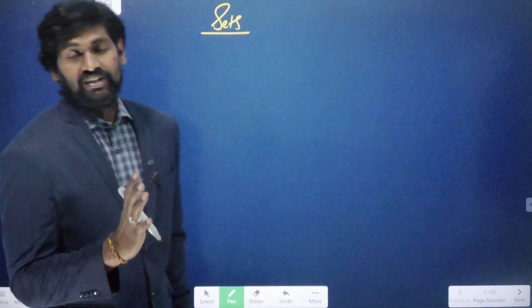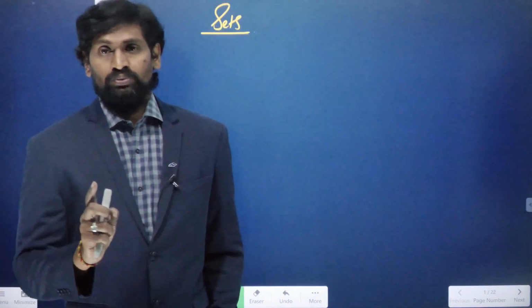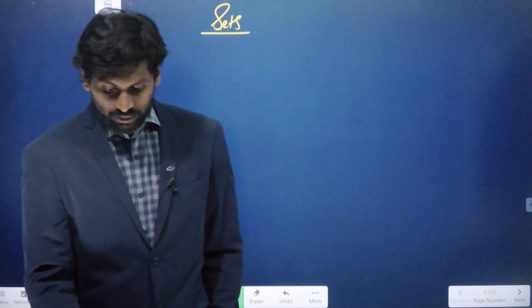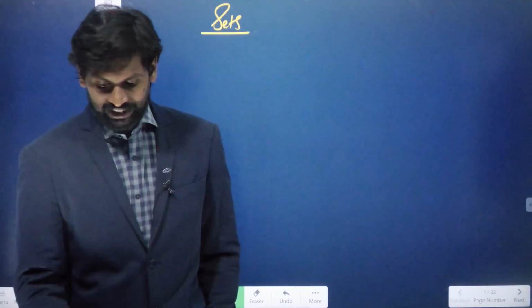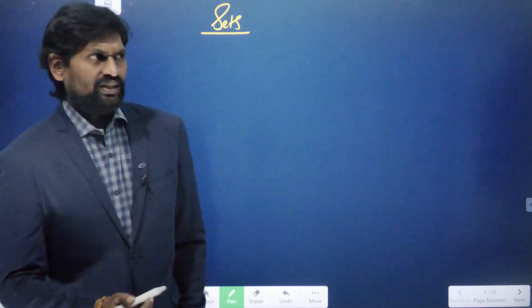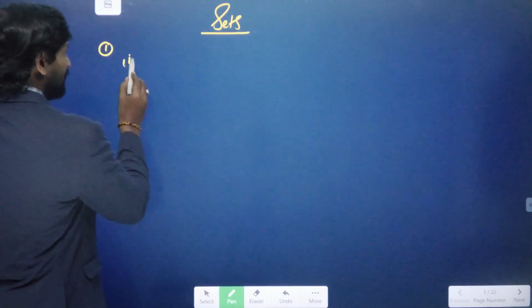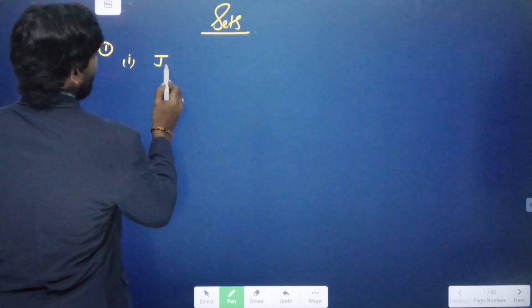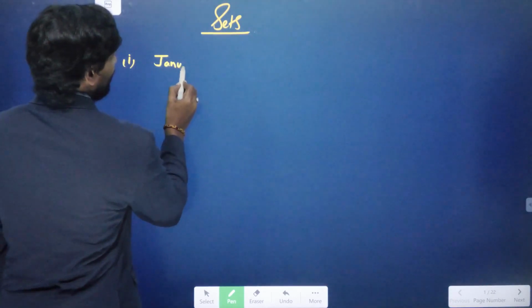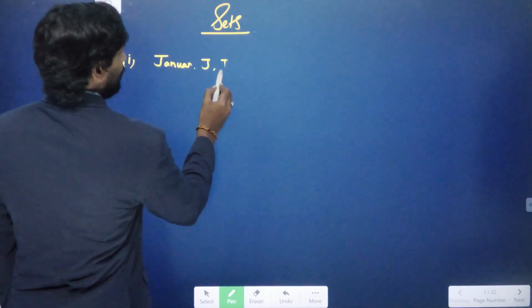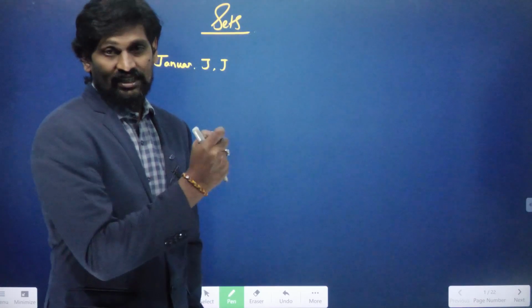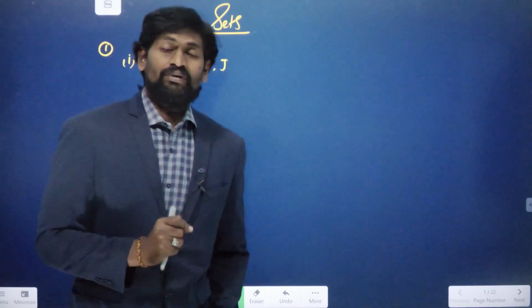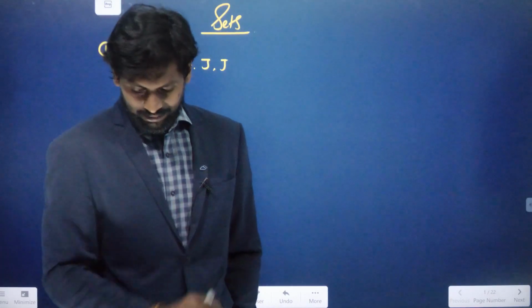So there are four options given. Which option will be exactly suitable to represent a set? Let us see. First one, the collection of all months of a year beginning with the letter J. From the letter J, we can write January, June, July. So if anyone takes months starting with J, they are getting the same set. So it is a well-defined collection of objects, so it can be a set.